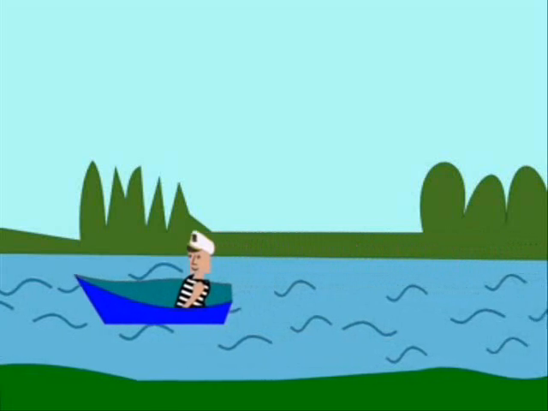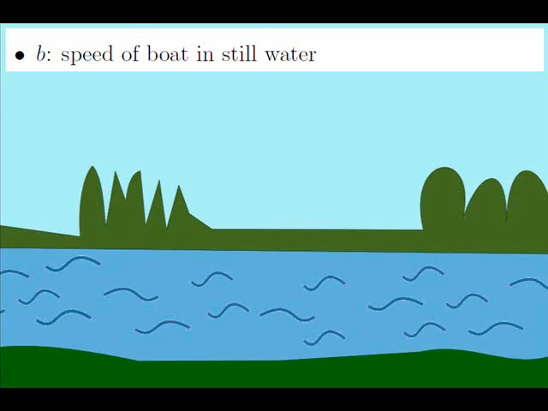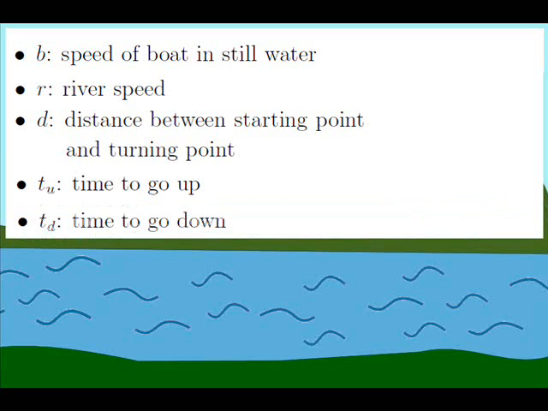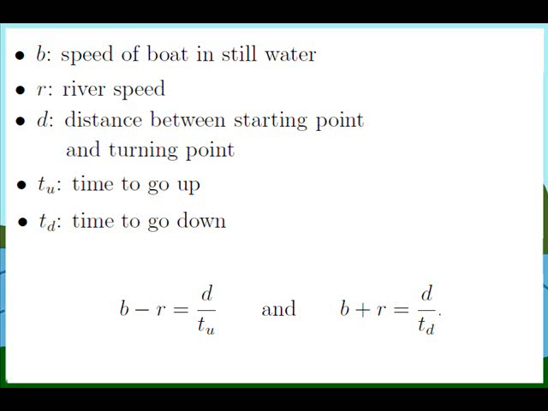Remember the 5 quantities in such a problem: the speed of the boat in still water, b, the speed of the river, r, the distance d between starting point and turning point, the time tu for traveling upstream, and the time td for traveling downstream. Do you remember that the actual upstream speed is b minus r and the actual downstream speed is b plus r? Then, since rate equals distance over time, we have the following two equations. The upstream equation, b minus r equals d over tu, and the downstream equation, b plus r equals d over td.